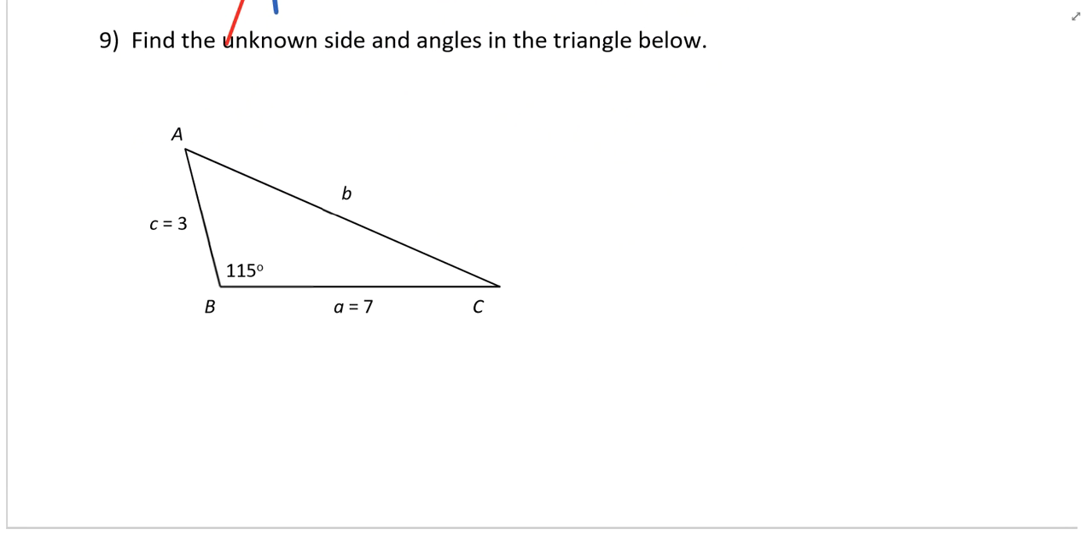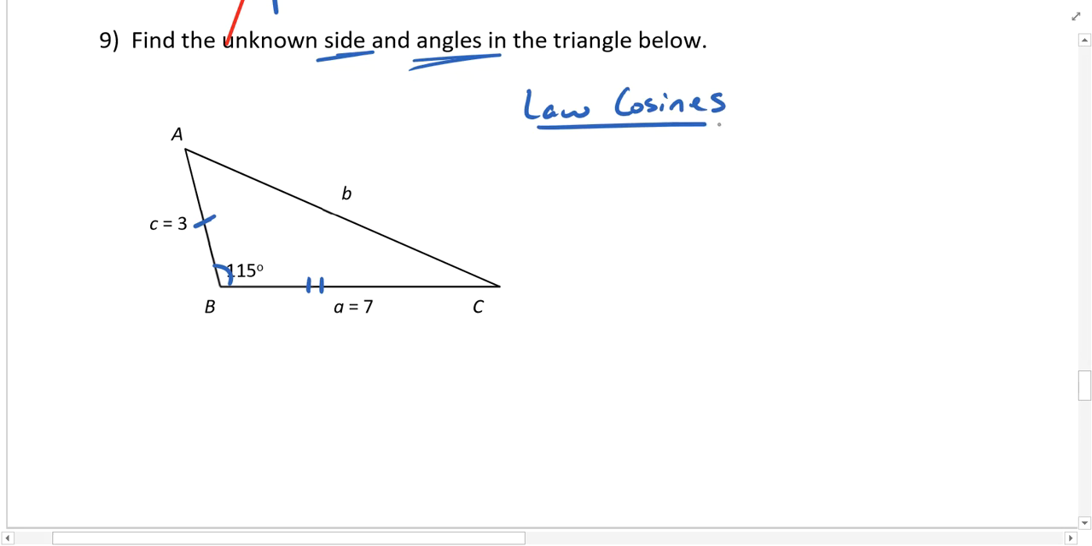For question 9, we're solving the entire triangle. Find the unknown side and angles in this triangle. This one happens to be a side angle side triangle, so the law of cosines would be the correct method to use to start this process. Remember that after we use the law of cosines at least once, we could potentially switch to another law or another method for finding components, but most certainly we'll use the law of cosines, at least at the beginning.